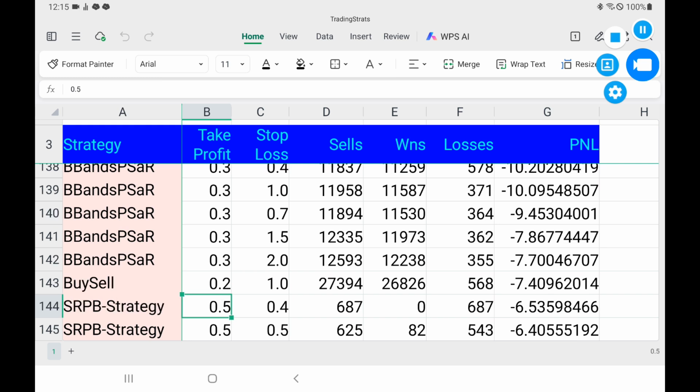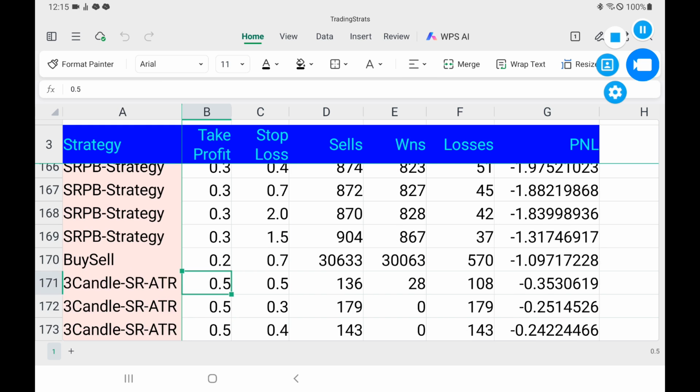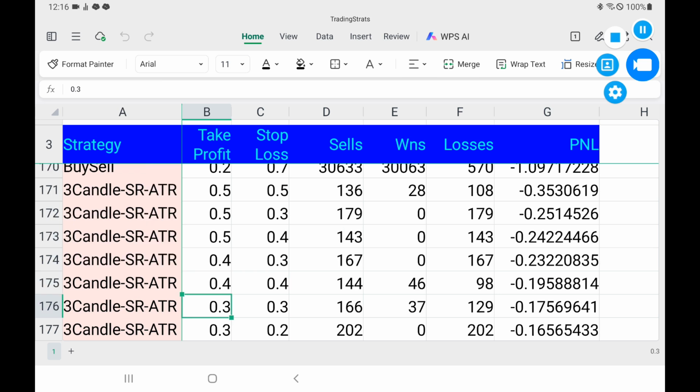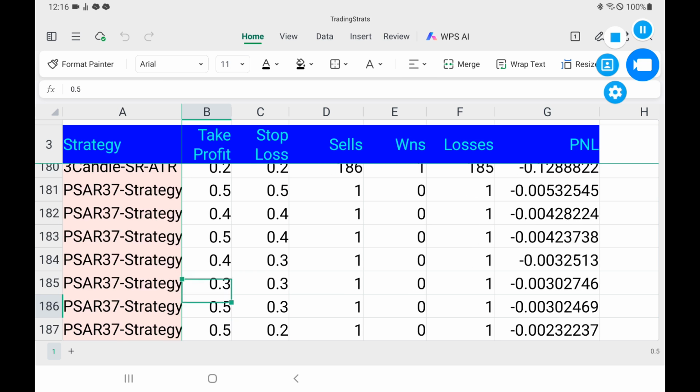Support and resistance pullback, 3 candle support and resistance ATR. The 3 candle is either a peak or a valley on the chart. That is, your closing chart will be below the candle previous, and that candle will be above the candle previous, creating an inverted V for a peak. That would be a selling point. It sounds complicated, but it's really not. And once these tests are done, I will have a lot of charts. But we can see we're getting closer to zero.